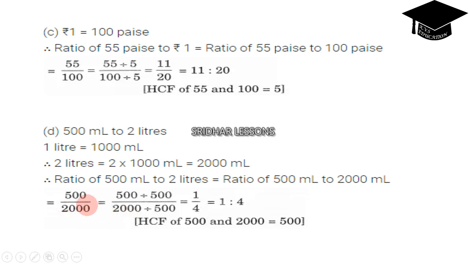So, if you cancel these two zeros with these two zeros, we will get 5 by 20, it is 1 by 4. Or if you do it like this, 500 cancels in 2000 directly 4 times, that is 1 by 4. This is equal to 1 is to 4. The required ratio is 1 is to 4.